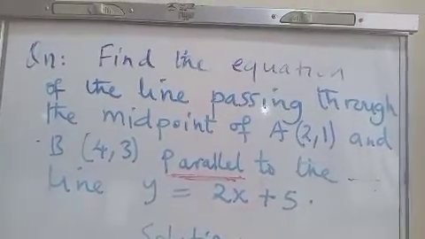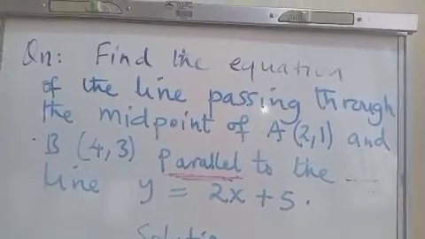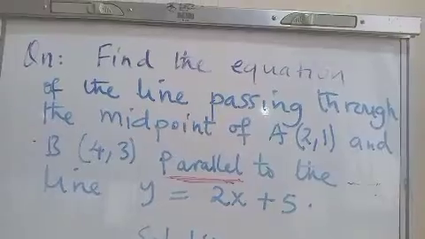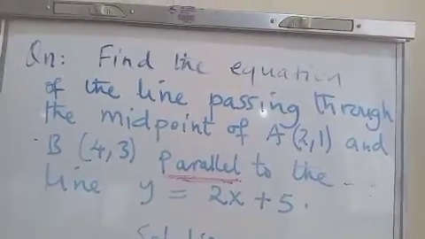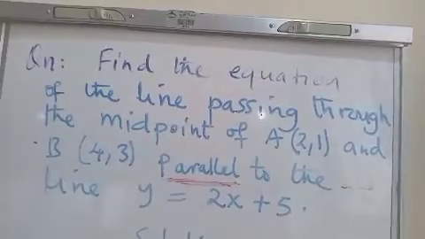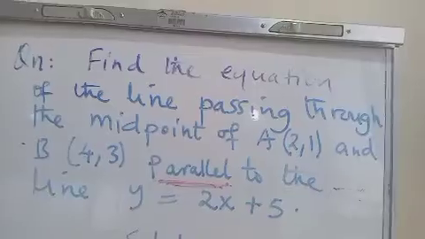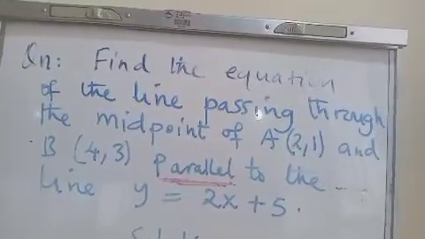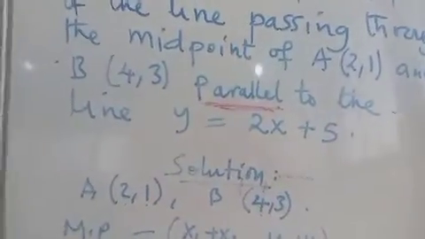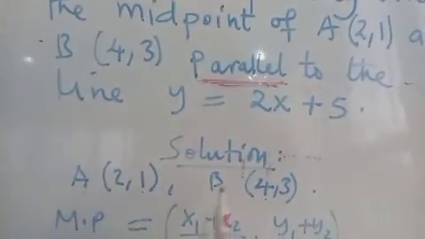So the first issue here is that we have to find the midpoint between the two points that we have been given, point A and point B, because the equation that we have been asked to find is passing through the midpoint. So let us now find the midpoint between the two points.